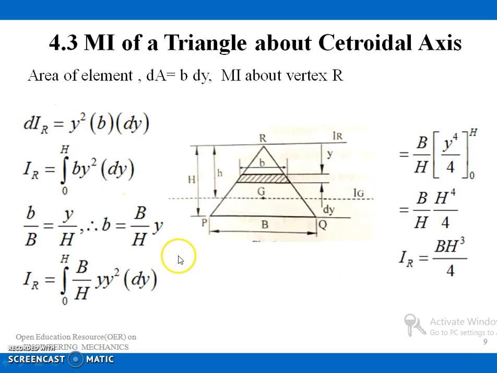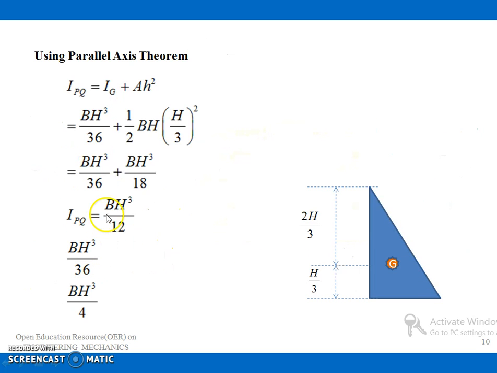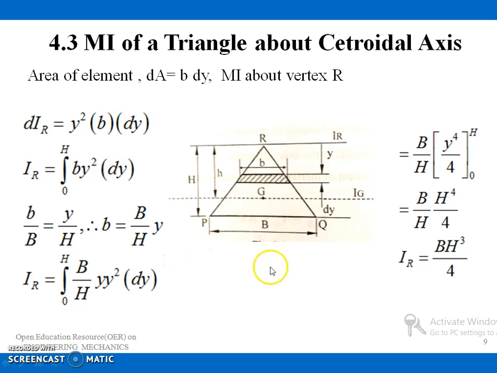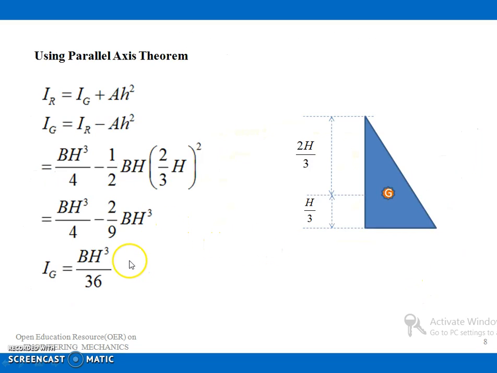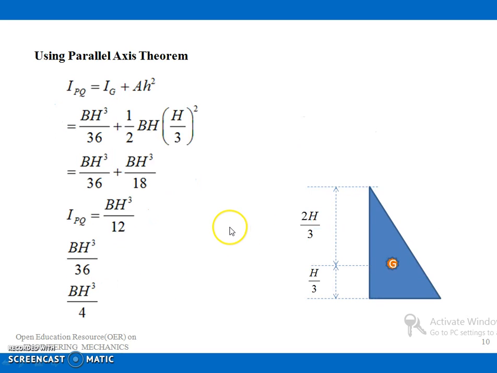So the moment of inertia of a triangle about its base is IPQ is equal to BH cube by 12, and the moment of inertia of a triangle about its vertex is IR is equal to BH cube by 4, and the moment of inertia of a triangle about its own centre of gravity is Ig is equal to BH cube by 36. So in this video we have seen the moment of inertia of triangular section and the rectangular section.